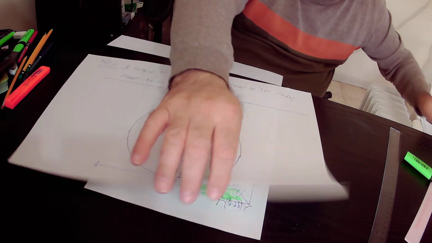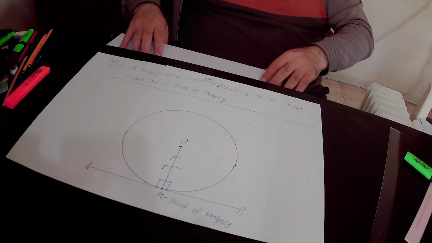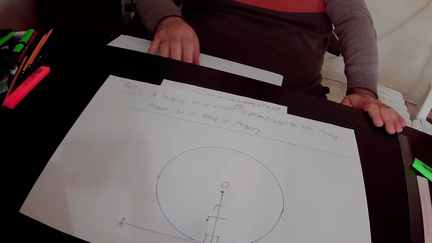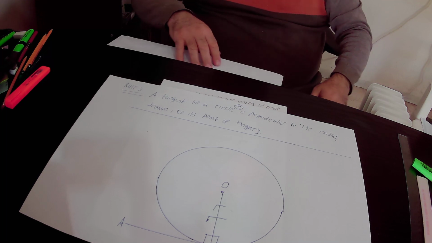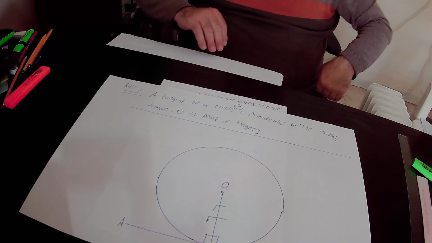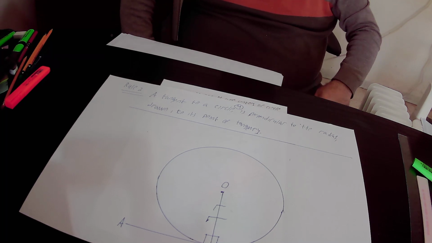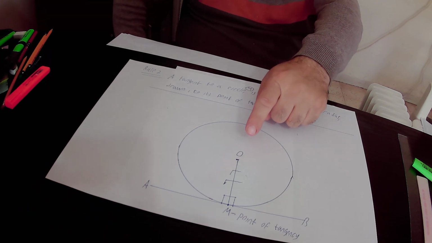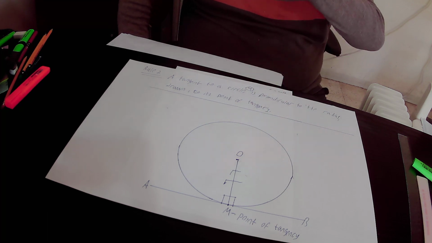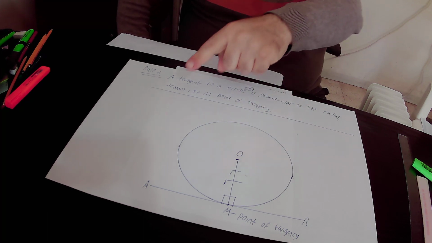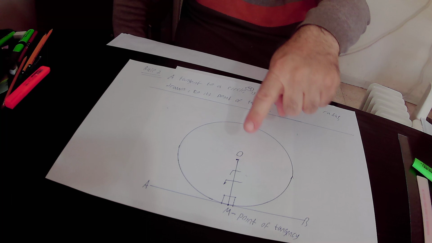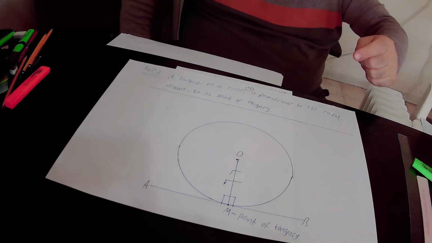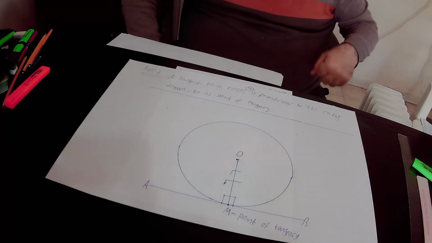Then I presented to you rule number 2. According to rule number 2, a tangent to a circle is perpendicular to the radius drawn to its point of tangency. So what is the meaning of rule number 2? The meaning is that if we have this circle with its center at point O, and we have tangent AB, tangent to this circle at point M, then point M is the point of tangency of tangent AB with this circle.